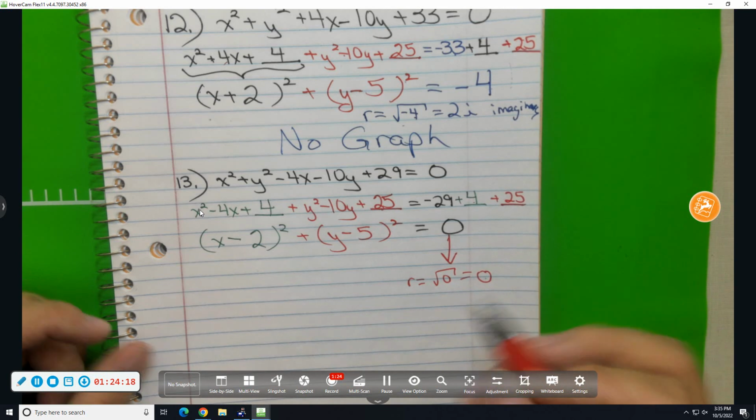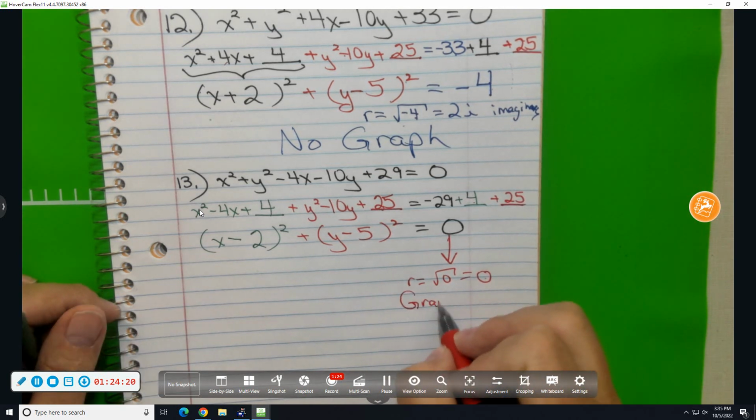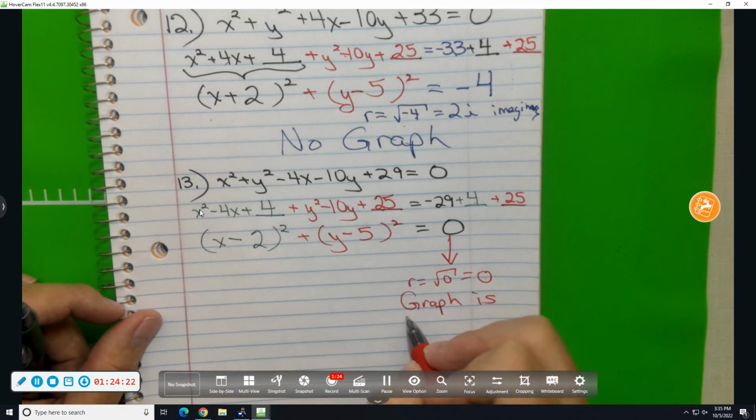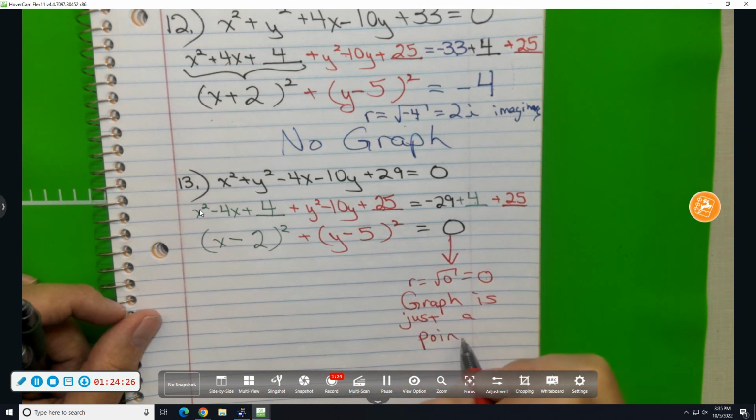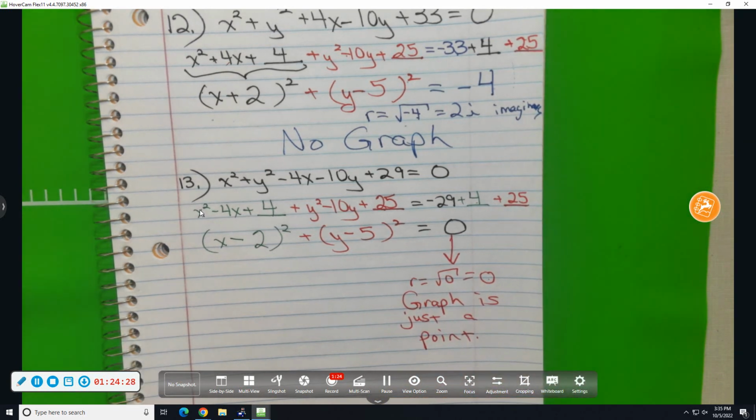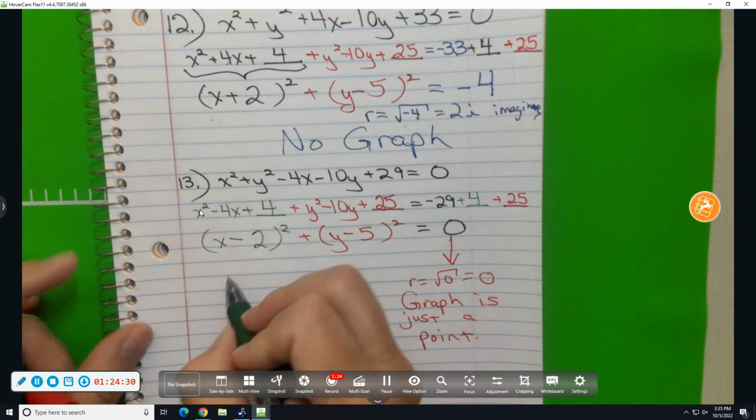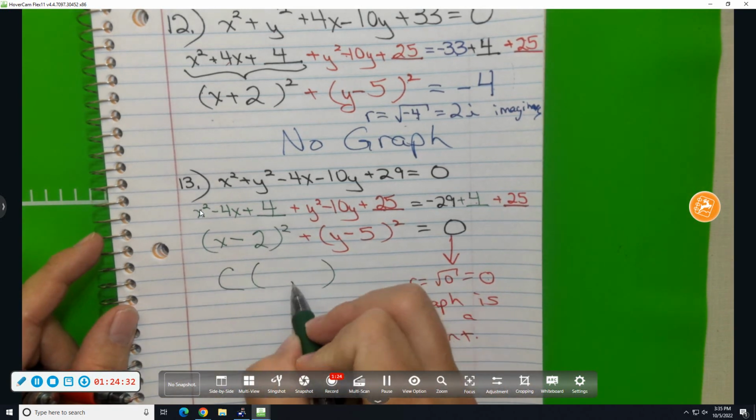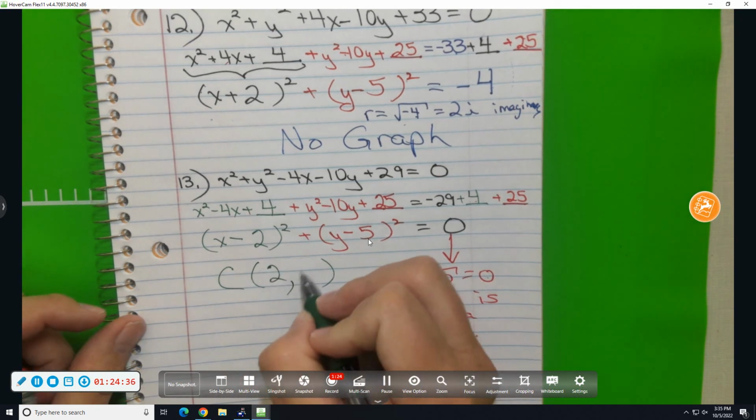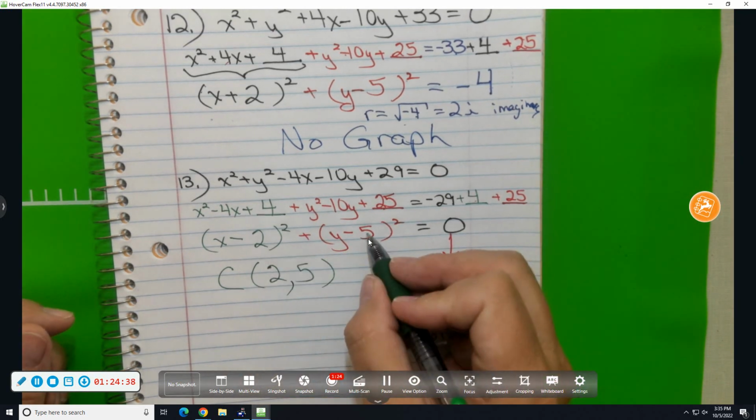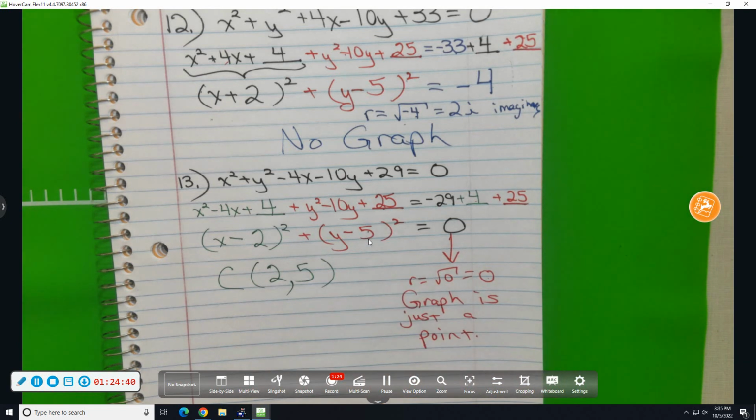If the radius is 0, the graph is just a point. It's not a circle. In fact, you can tell me what that point is, Tim. It's the center point, which would be, what would that center point be? 2, 5. Change sign to get the center. But they don't ask what point it is. They just want you to select.